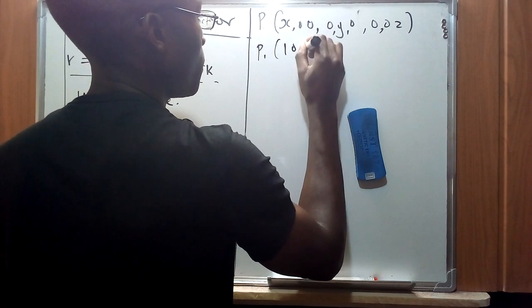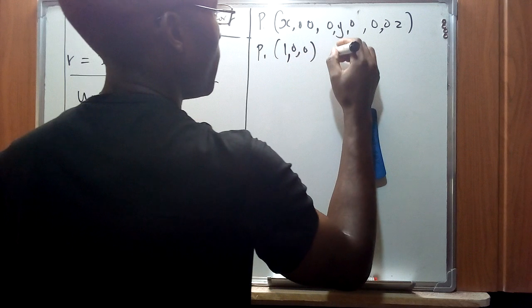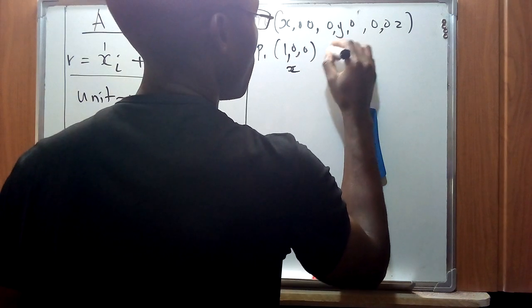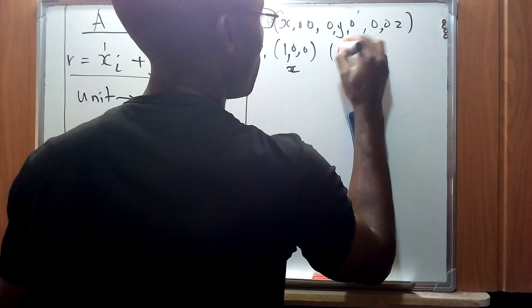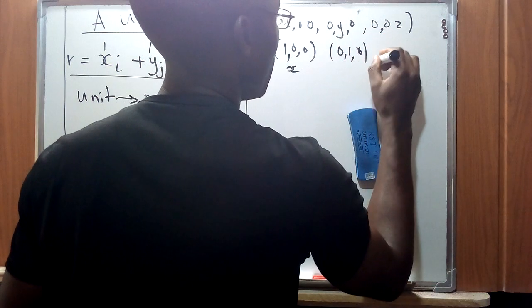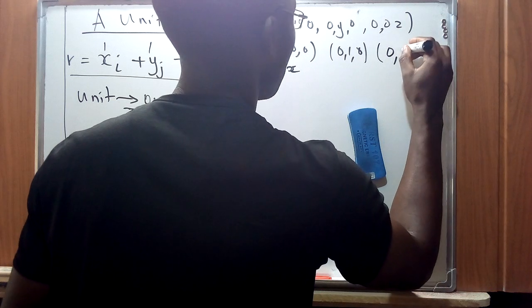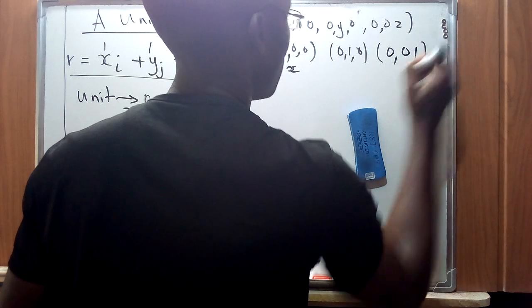And then we have said for our unit vector, it's going to be 1, 0, 0, and this is for x. For y, it's going to be 0, 1, 0, and then for z, it's going to be 0, 0, 1.